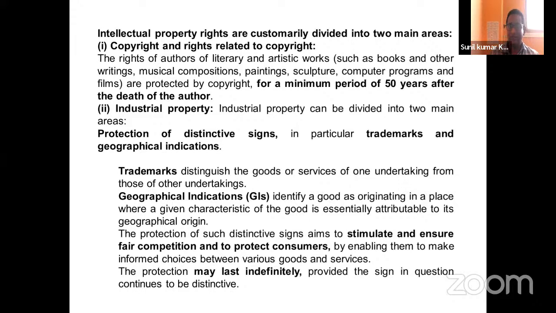The rights of authors of literary or artistic work such as books, music compositions, paintings, or any such things can be protected by copyright for a minimum period of 50 years after the death of the author. Second is industrial property. Industrial property can be divided into two main areas: protection of distinctive signs, in particular trademarks and geographical indications.